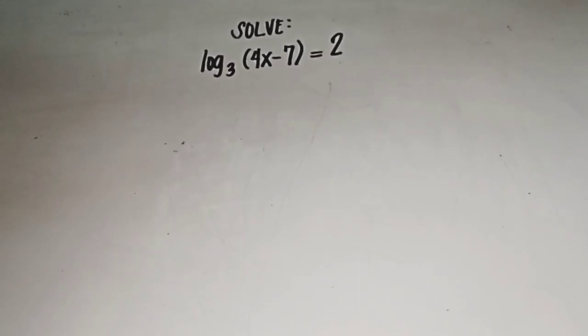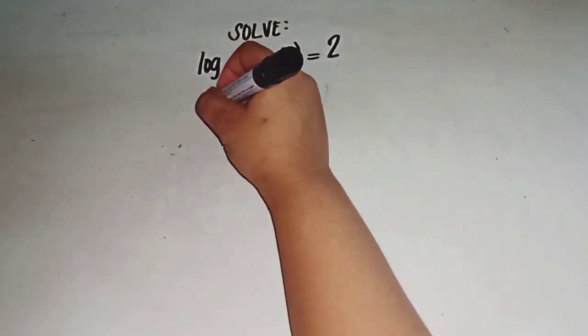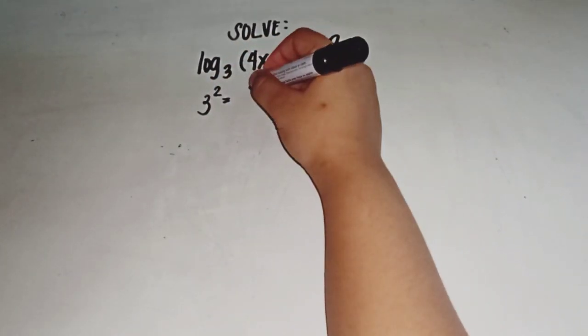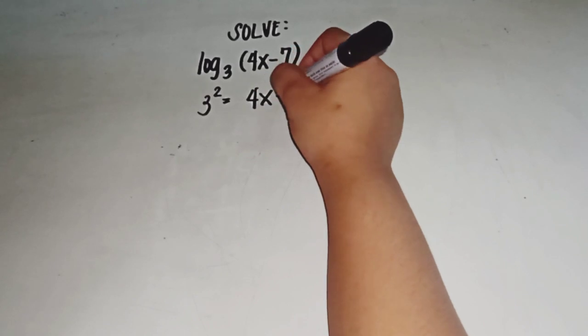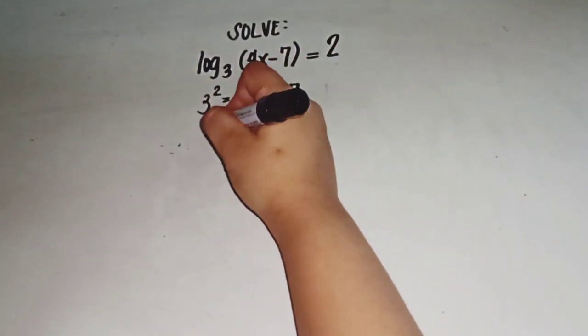Let's try to solve this example. Okay. Log of 4x minus 7 to the base 3 is equal to 2. First, let's convert this to the exponential form. So base 3 raised to 2 is equal to 4x minus 7. So let's simplify this.